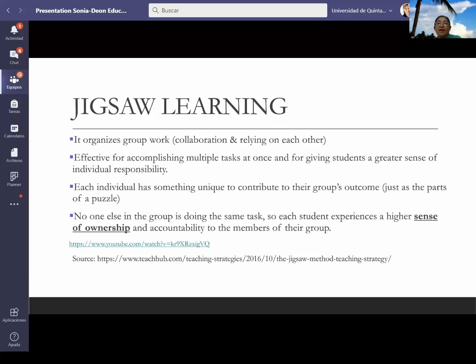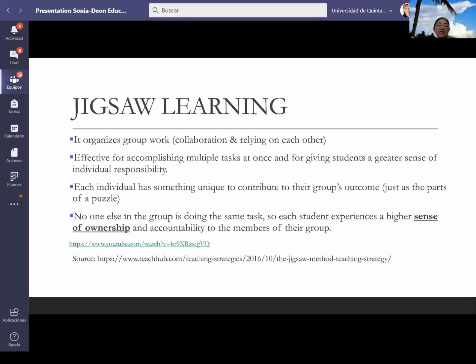Zigzag learning. Okay, I am pretty sure that many of you have heard about zigzag learning and probably have used it before. It says it organizes group work and everybody has to collaborate, okay? And students have to rely on each other because this is like part of a puzzle. If a part of a puzzle is missing, you cannot put the whole picture together, okay? The same thing happens here. Everybody has a task. Everybody has something to do. And if that person doesn't do it or is not responsible enough, then we cannot create the whole picture. So we need to collaborate and we need to rely on each other.